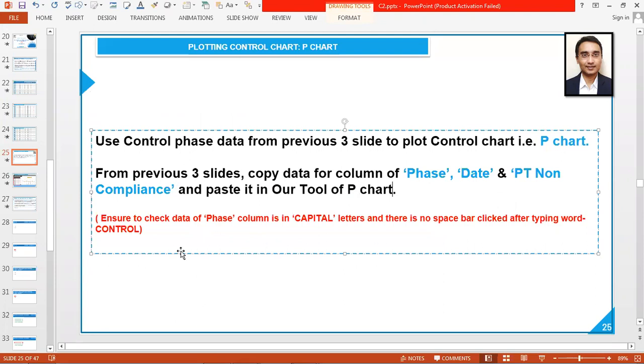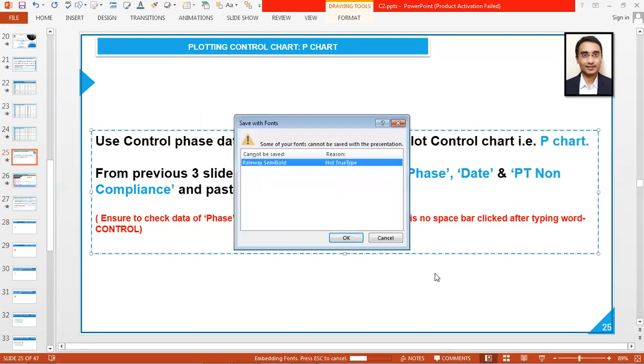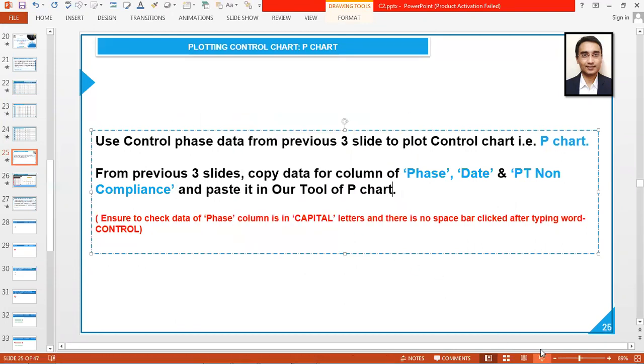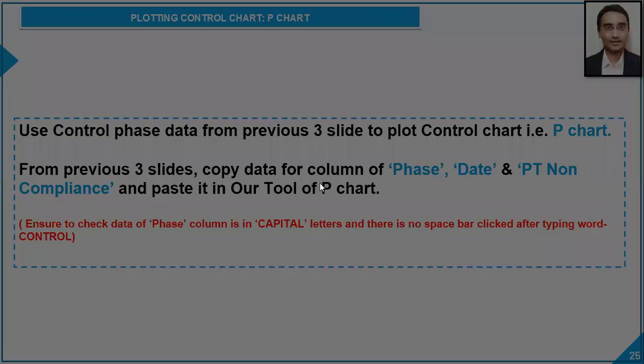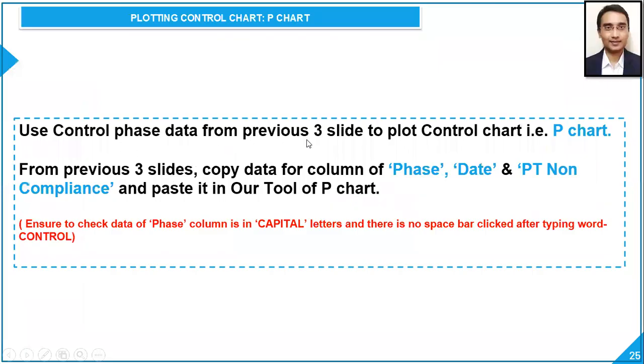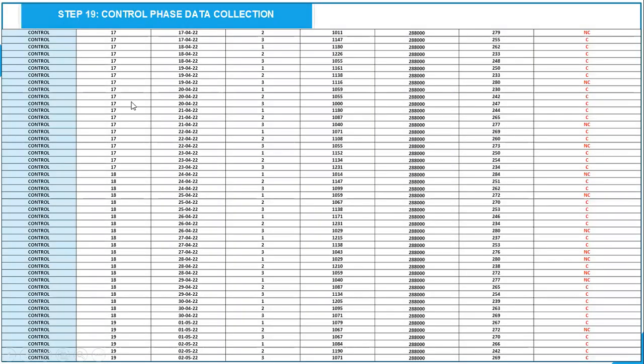Right, so let me read those instructions again. I'm going to save it over here. This happens a bit here and there, some typo errors. Right. So use control phase data from previous 3 slides to plot a control chart, that is a P chart. From the previous 3 slides, copy data for the columns of phase, date, and PT non-compliance and paste it in our tool of P chart. So this is what data we had, right?